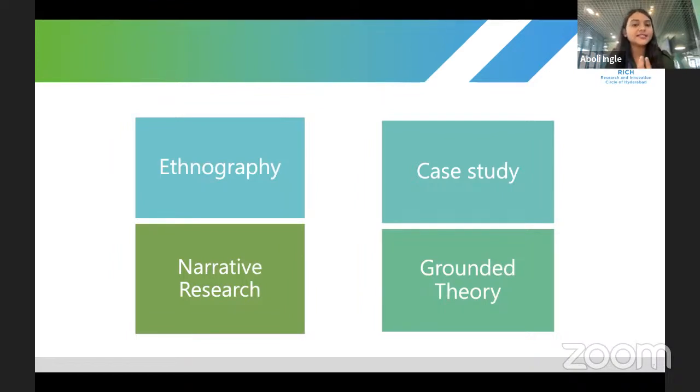And the last one is narrative research. This approach focuses on stories that individuals tell about their experiences and how these stories shape their identity and sense of self. Like how do they look at themselves, or how they narrate their story. So it's like a narrative research.